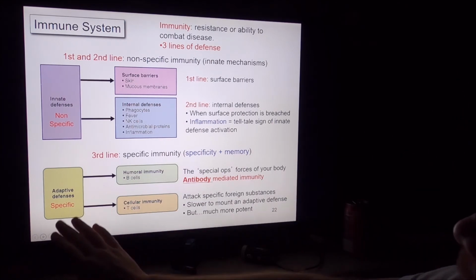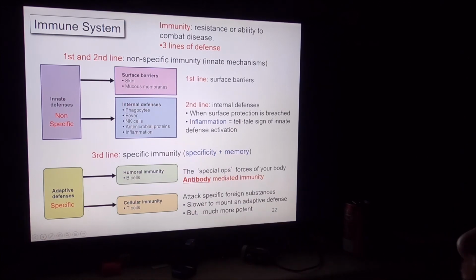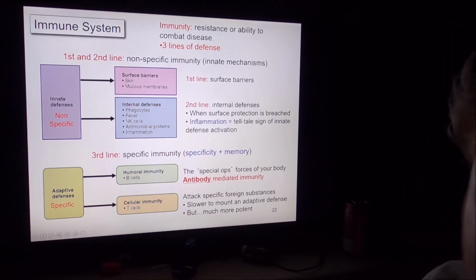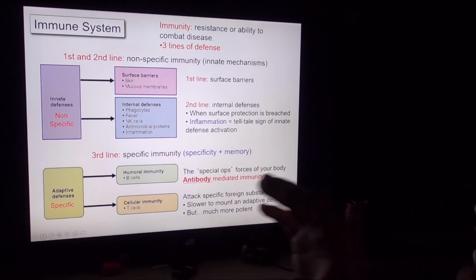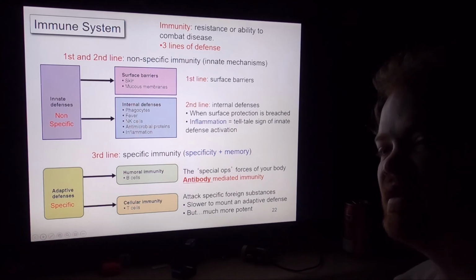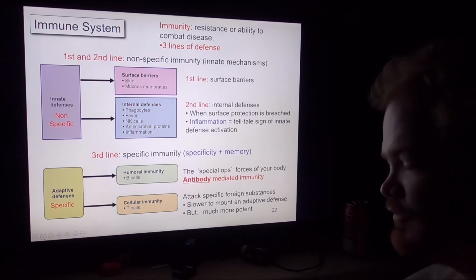The important thing about the adaptive defenses is that they are very specific. So you'll have special B cells, for example, that will only work on polio. And they have memory. So once they have done the work with a certain disease, they will then be capable of defending us against it from that point forward.